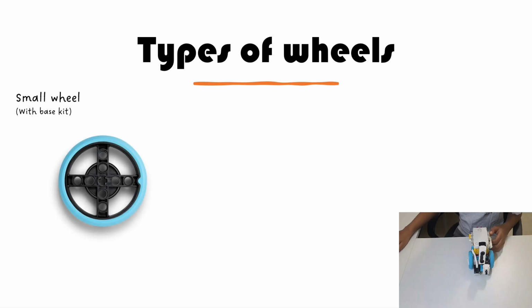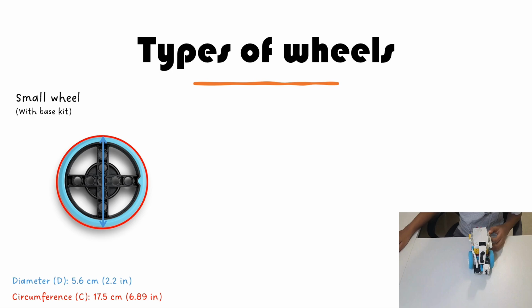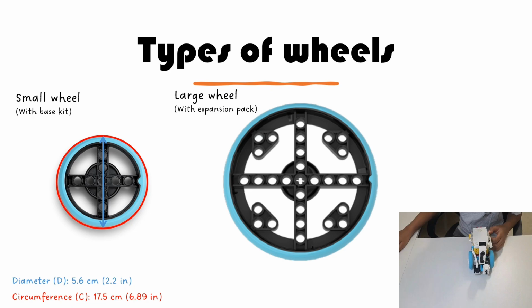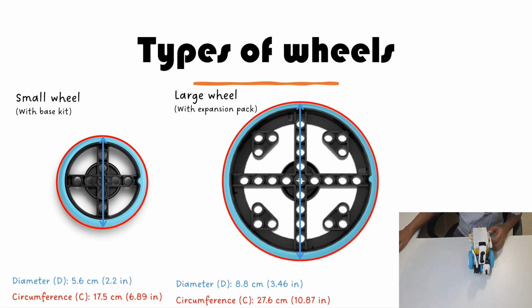Now, let's understand the types of wheels. There's a small wheel, which is included in the base kit. The diameter of the small wheel is 5.6 centimeters or 2.2 inches, and the circumference is 17.5 centimeters or 6.89 inches. There's also a large wheel, which only comes with the expansion pack. The diameter of the large wheel is 8.8 centimeters or 3.46 inches, and the circumference is 27.6 centimeters or 10.87 inches.